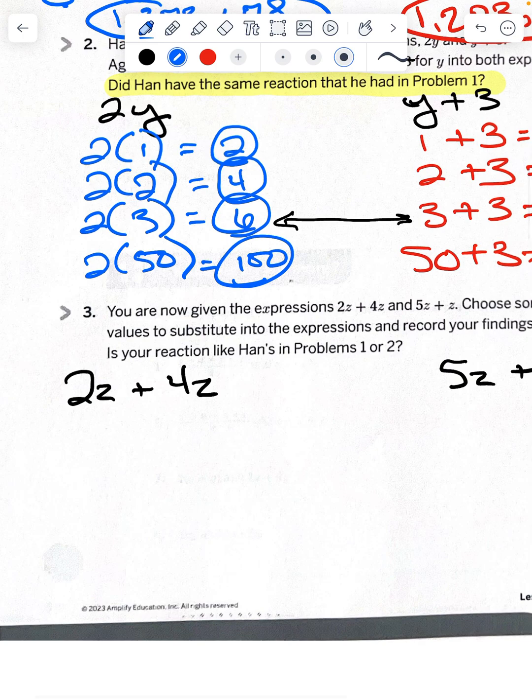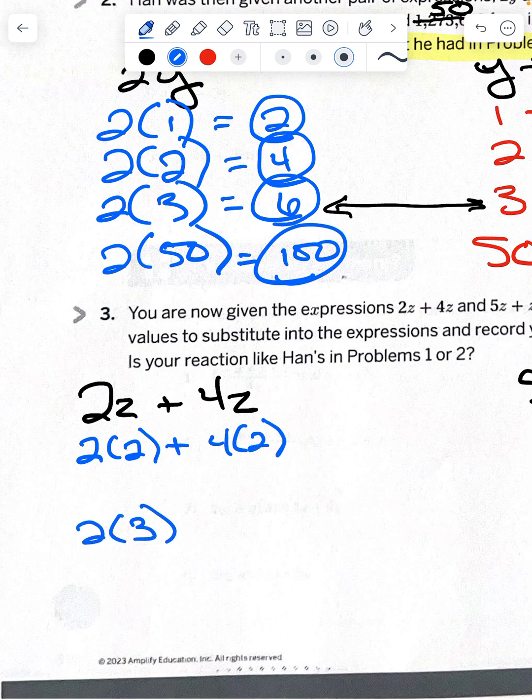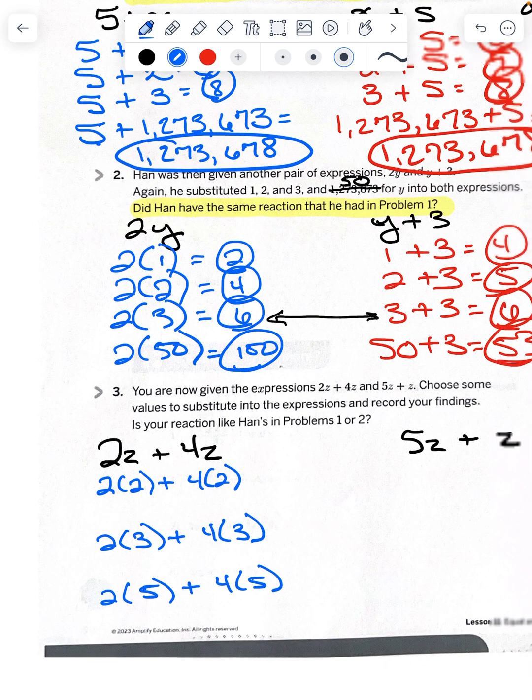Okay. So on these, you're substituting in the values for both variables. So it'd be 2 times 2 plus 4 times 2. And then 2 times 3 plus 4 times 3. And 2 times, what did I say? Oh, I was supposed to do 1, 2, and 3. That's all right. 2, 3, and I'll do 5. 5 and 4 times 5, whatever. As long as we substitute 2, 3, and 5 for the next one, it'll be fine.